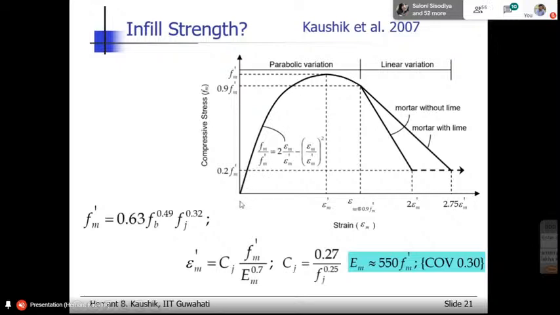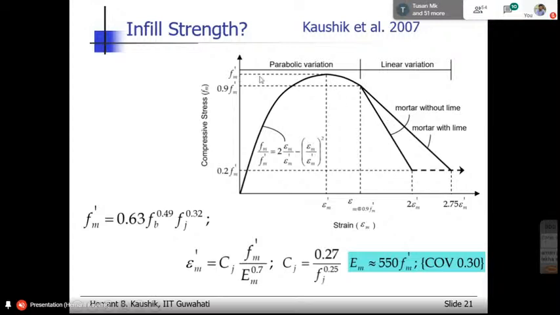Based on the test results, I proposed that this initial curve is a parabolic variation. From here to here is the parabolic variation given by this equation. After this parabolic variation, when it starts dropping, the failure is sudden. So we can have a straight line variation. If you are adding lime, then it goes slightly further on the strain axis. If you are not adding lime, it will not go much, right?